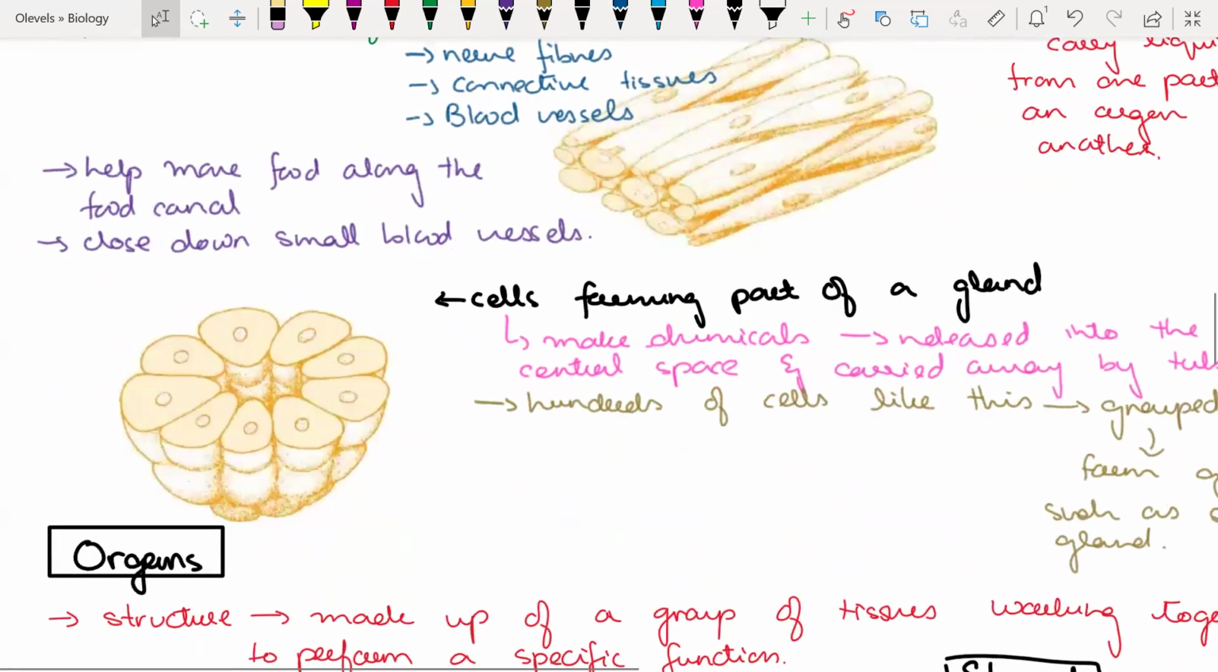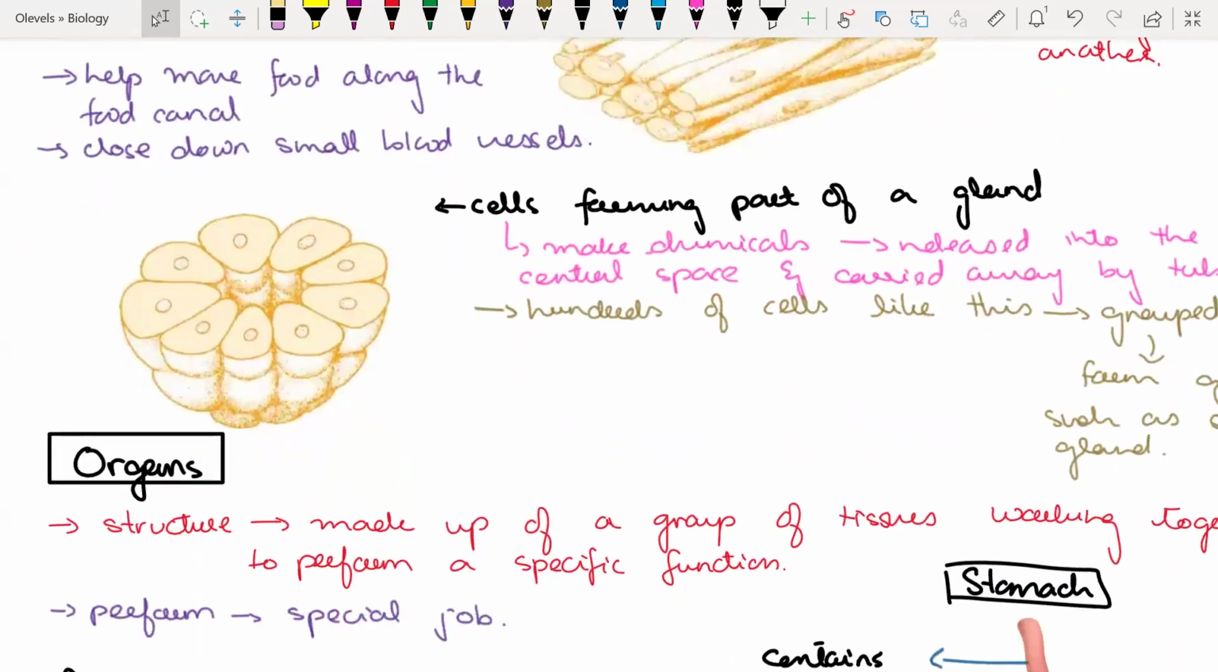Then if we talk about this kind of shape, these are cells that form a part of glands, right? In glands, the cells are arranged in such a way. And these are obviously cells again that are working together, so they are actually tissues.